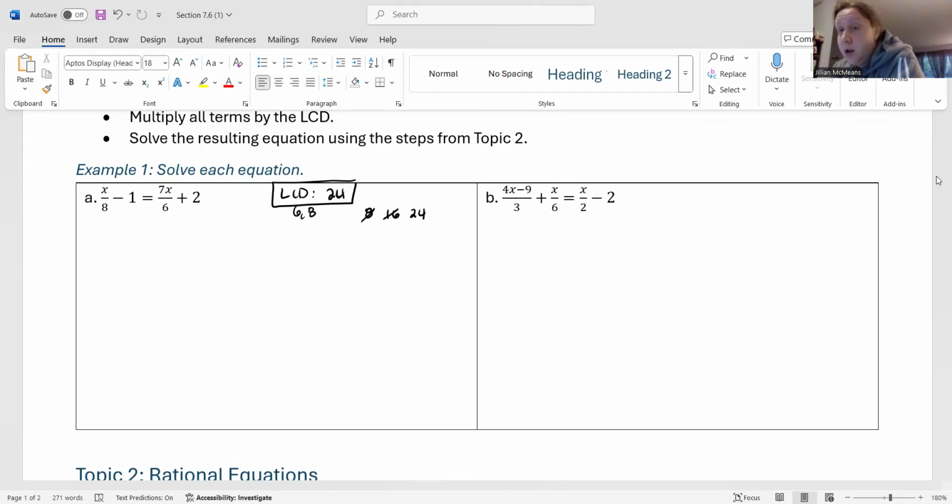Now we want to multiply all of the terms. Even if the term didn't contain a fraction, we still have to multiply all of the terms by the LCD. And remember, terms are separated by addition, subtraction, or equal signs. I'm going to show this step. You don't necessarily have to show it depending on your comfort level, but if you're struggling even a little bit, show this next step. So I'm going to take 24 times x over 8 minus 24 times 1. That's going to equal 24 times 7x over 6 plus 24 times 2.